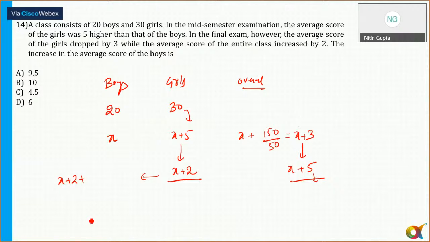So per person, there is an increase of how much? There are 20. So I need to divide by 20. And here it comes out to be 30 into 150 by 20, which is equal to X plus 0.5. So there is a change of how much? That is 9.5. So that's why the answer is option number A. Is it clear to all of you?